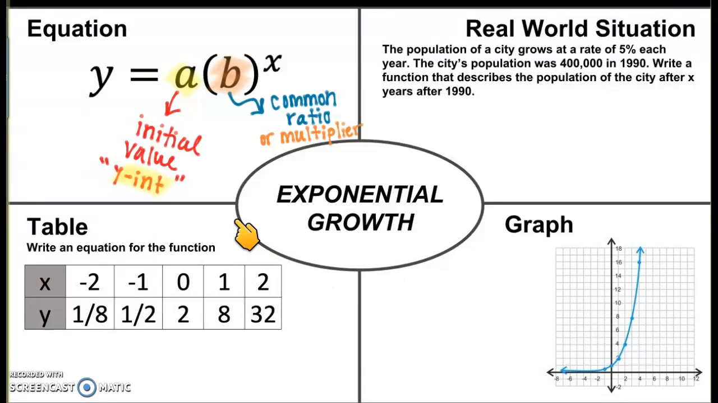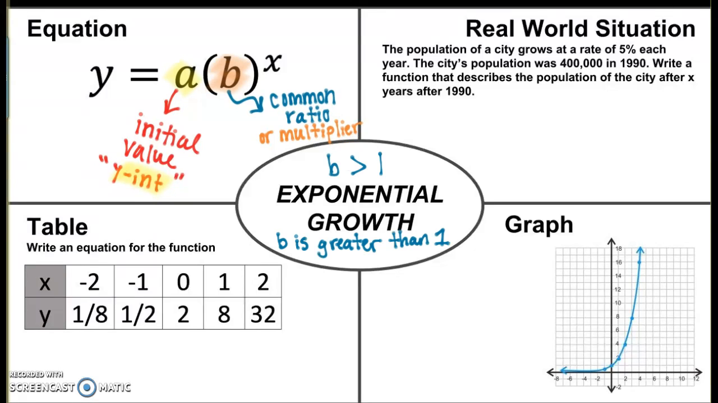And with all exponential growth problems, the common ratio or the common multiplier is always going to be greater than 1. That's what causes the function to grow or increase rapidly. So as long as this value on the inside of the parentheses is larger than 1, then we know it's exponential growth.